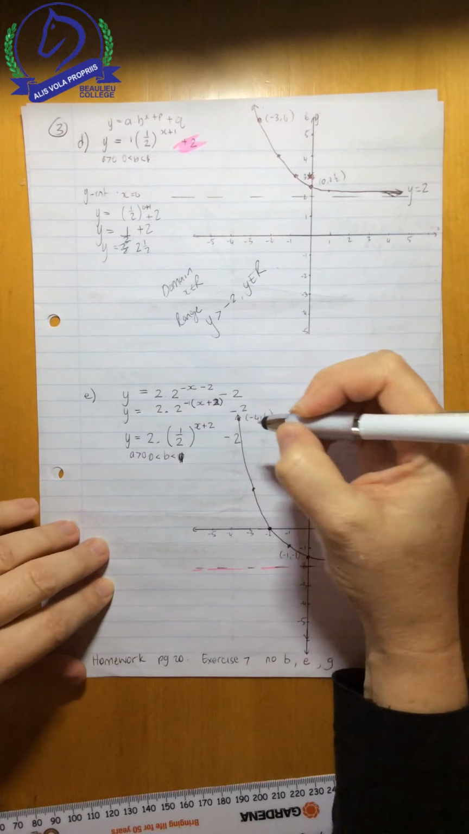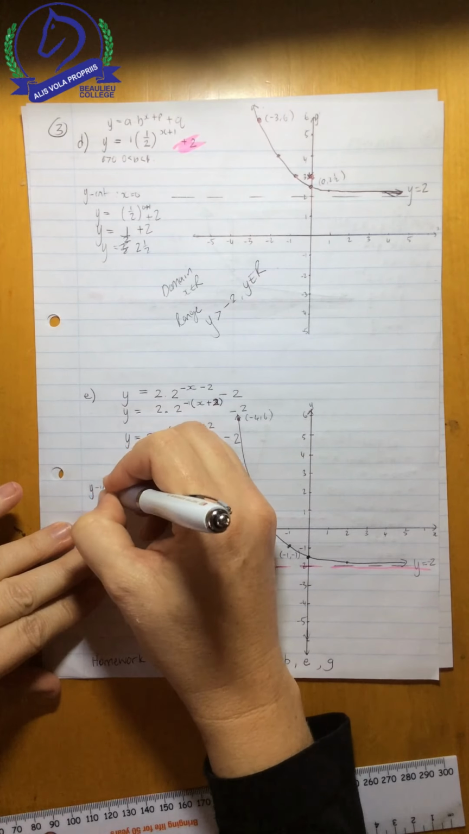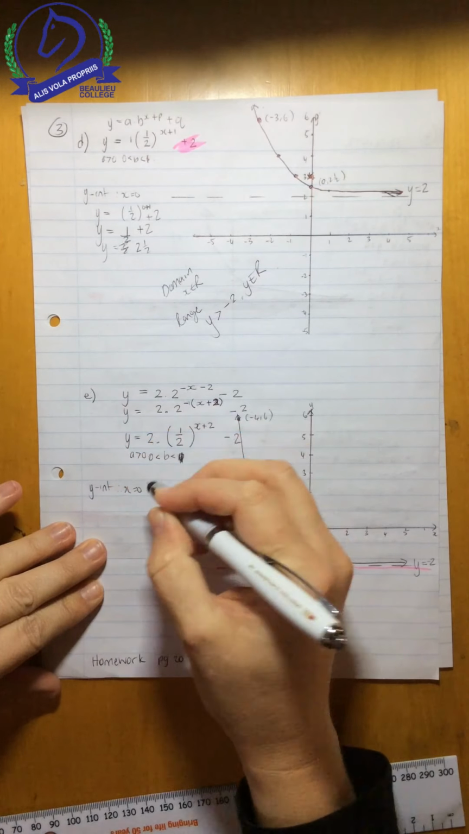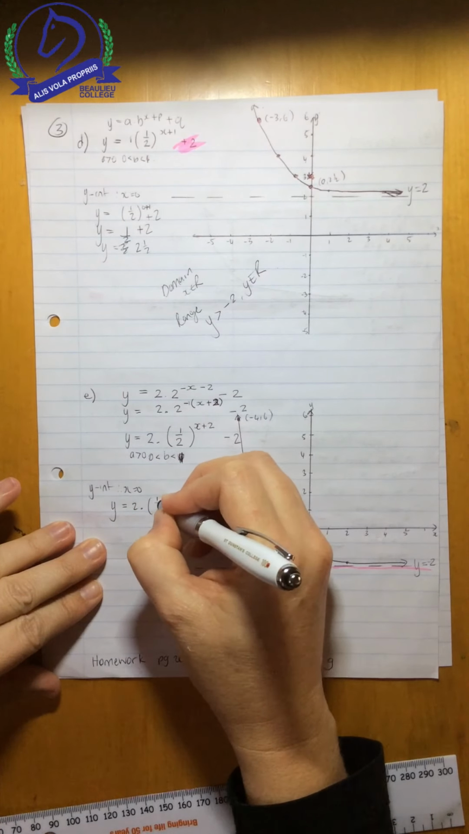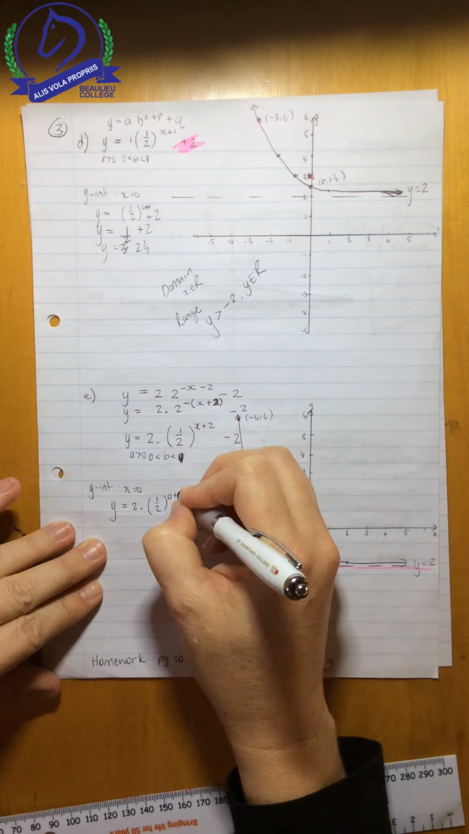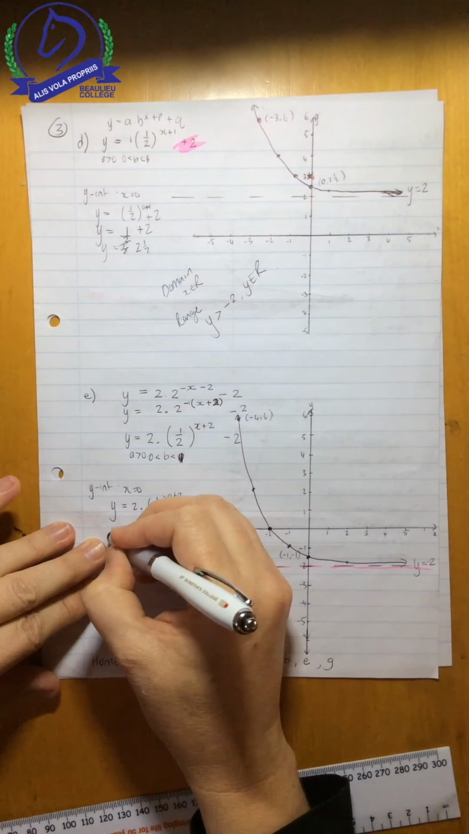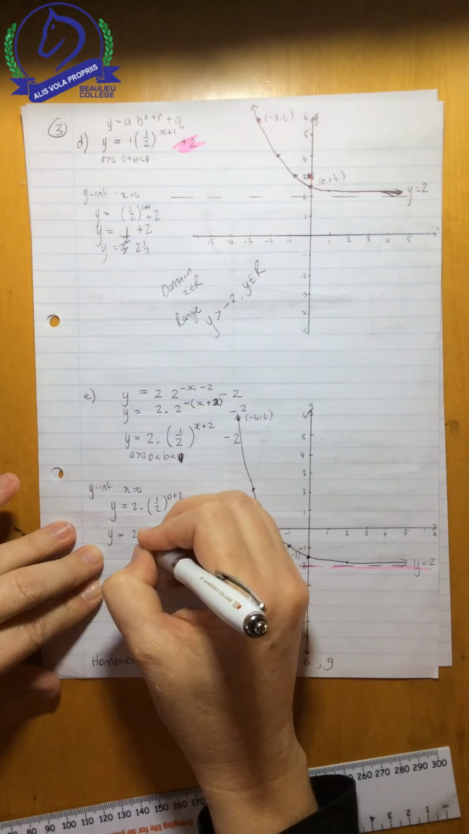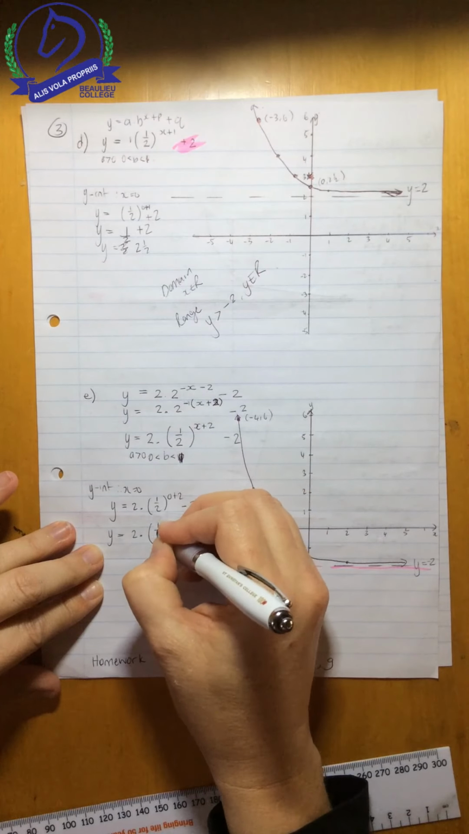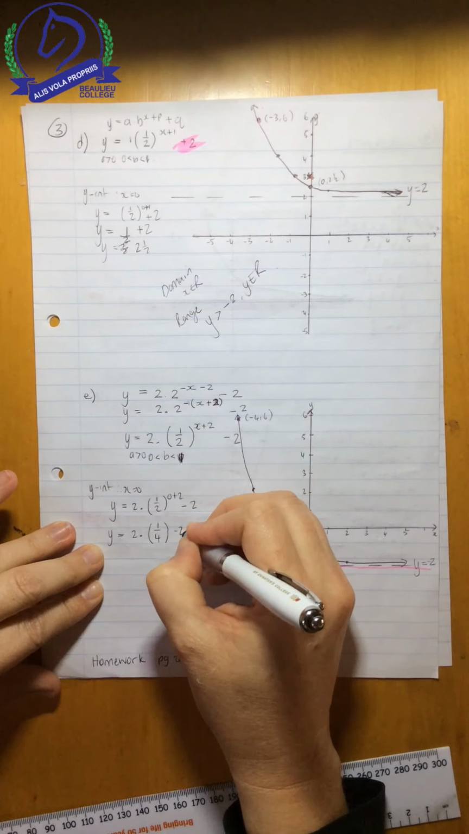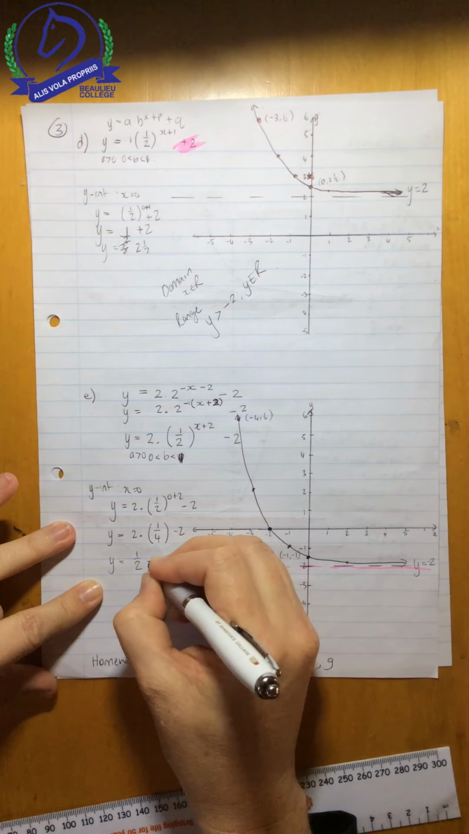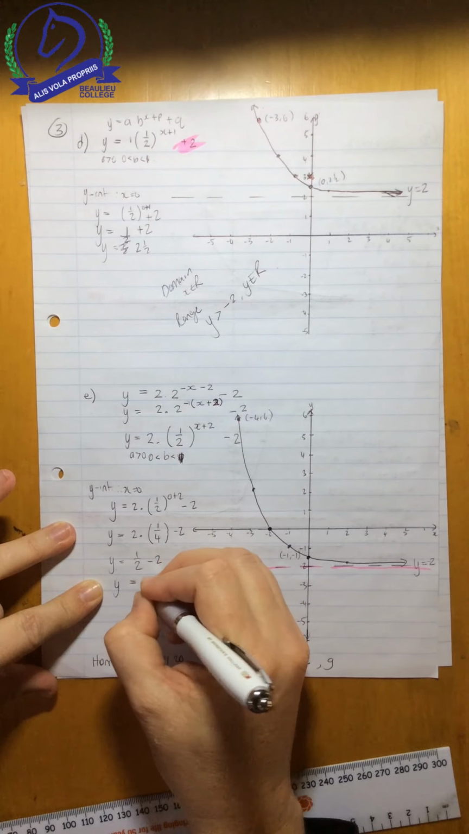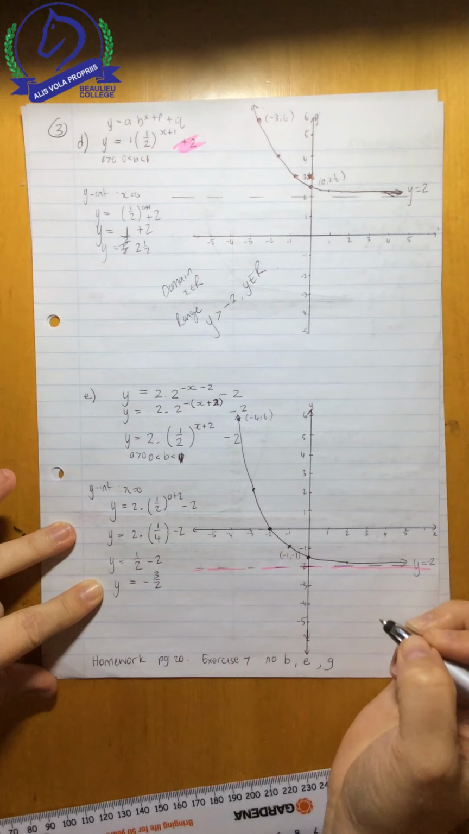Right, so if you don't want to use your calculator, y-intercept, x equals 0. So y is equal to 2 times a half to the power of 0 plus 2 minus 2. That means I have 2 times a half squared, which is a quarter. Okay, that means I have a half minus 2, and that's how they got to minus 3 over 2.